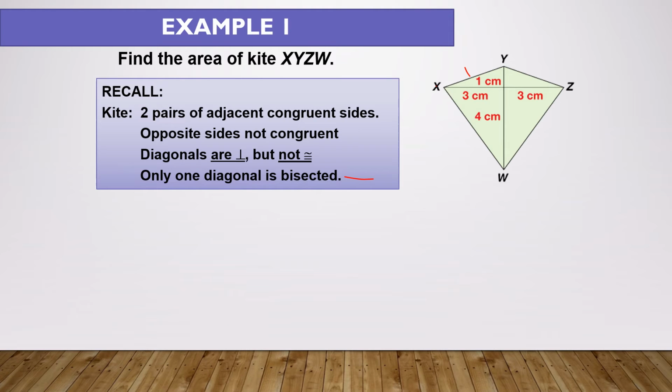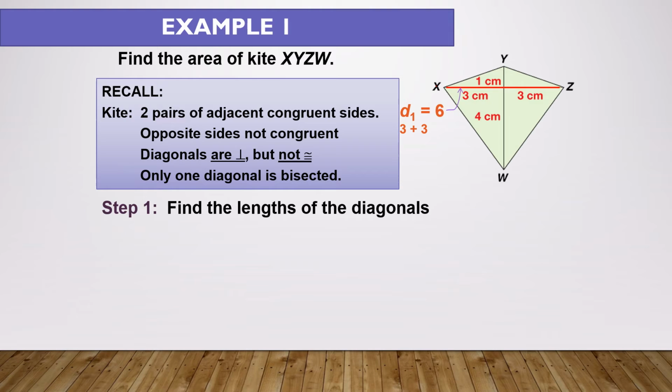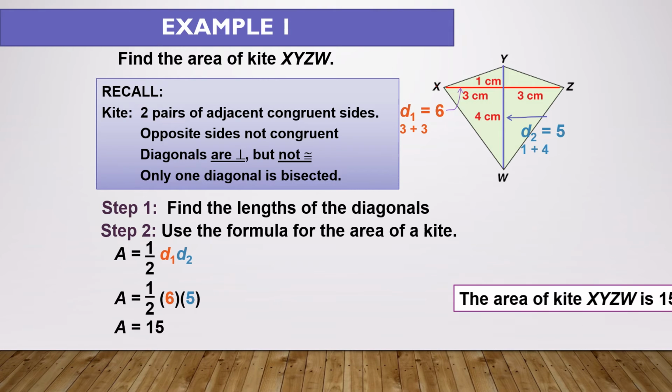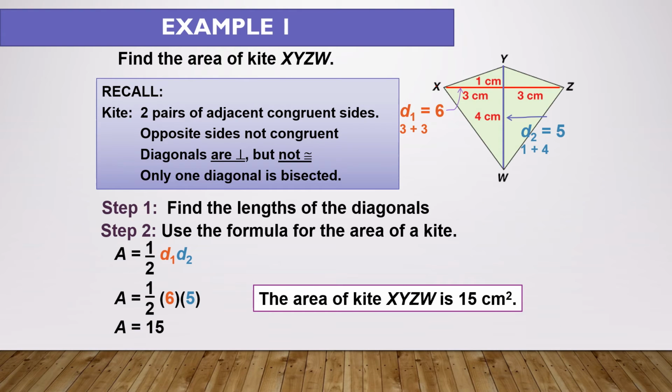Okay, so now let's find the area of this kite. We need to find the lengths of the diagonals first. So all you need to do is add them up. Diagonal 1, it doesn't matter which one you start with, but diagonal 1 is 6. Diagonal 2, 1 plus 4 would be 5. And then we need to use the formula for the area of a kite. So we're just going to plug it in. 1/2 times 6 times 5, which would be 15 centimeters squared. Again, you're doing area, so you need to do the correct units there.